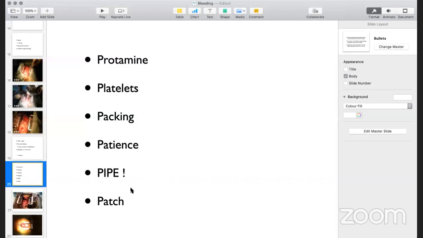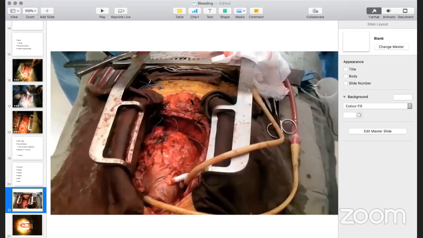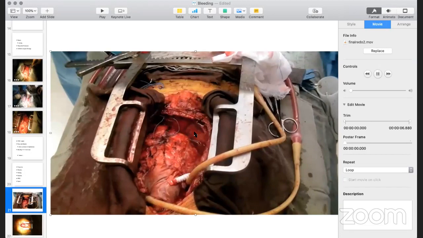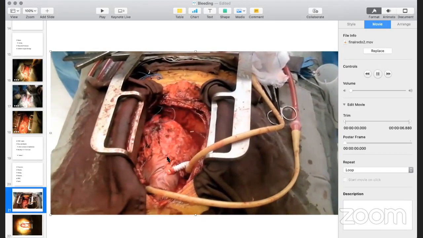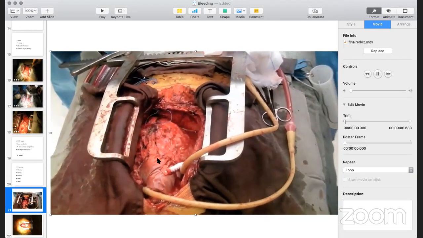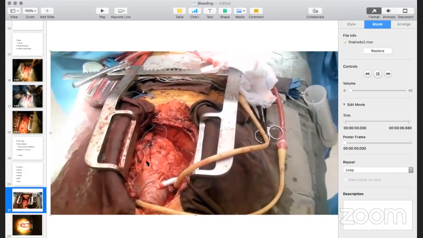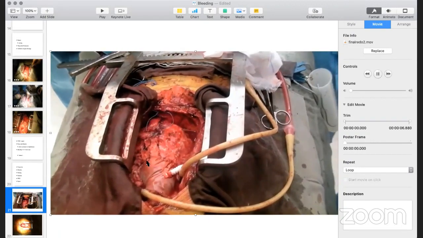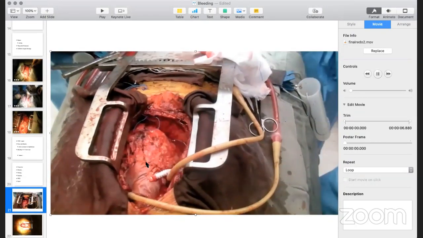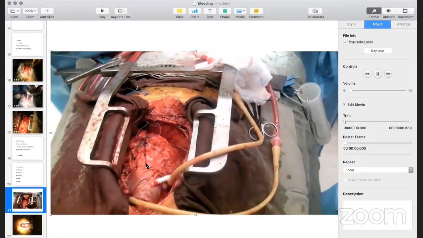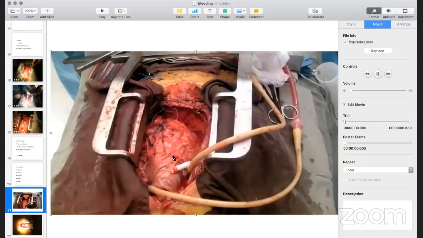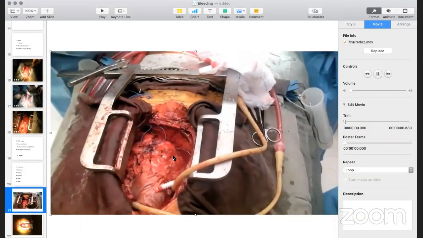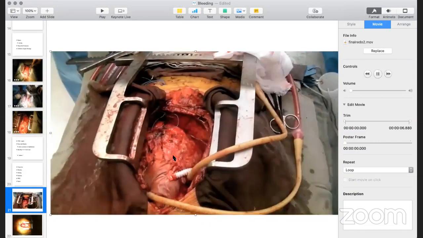So what I'm going to introduce into this equation is patch. And this is very well known, but very underutilized. So this is that patient. So we've had massive bleeding, not controlled with protamine, platelets, packing, didn't do a pipe, did a lot of patience. So how can we solve this? How can we turn this uncontrollable bleeding situation into a manageable problem?